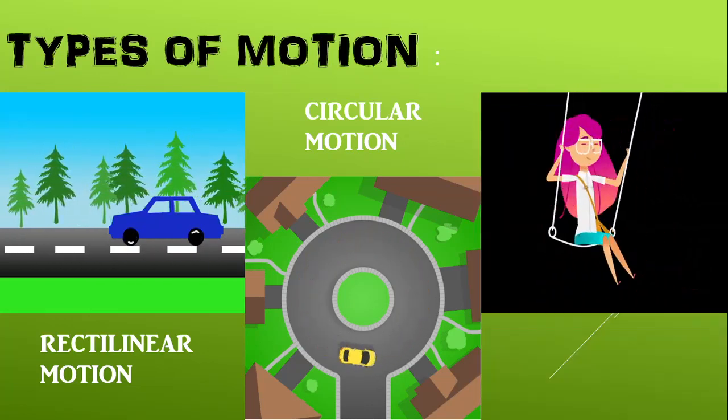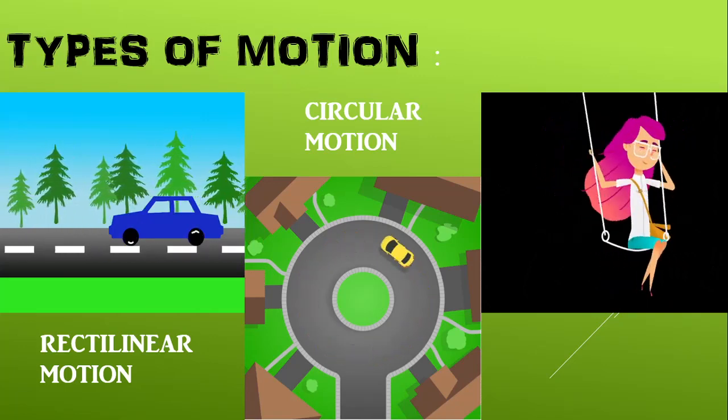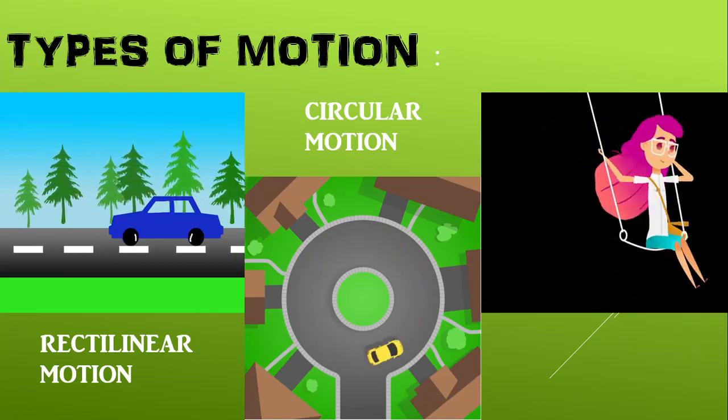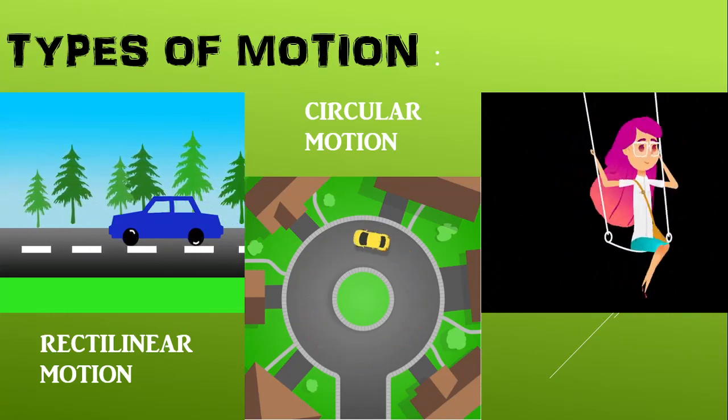When an object moves to and fro from a mean or constant position and repeats the motion, it is called periodic motion. Example, pendulum swing.